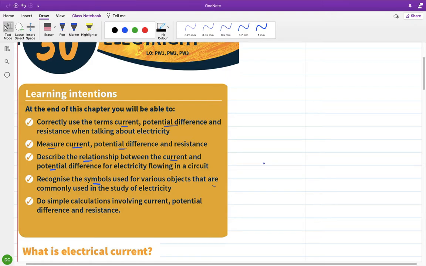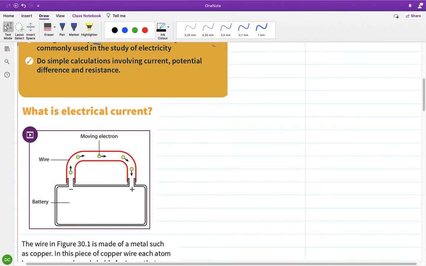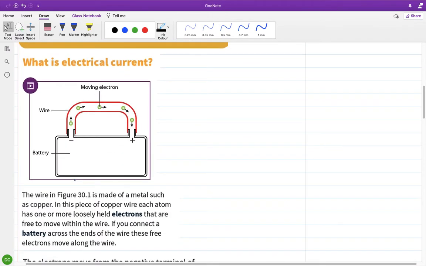units. We've done a bit of this before, but for units and things like that, and do simple calculations involving current, potential difference, and resistance. So yeah, we won't be doing that today. So we'll be doing bits of the first 4 today, bits of them, and then we'll go back and fill in the gaps. Okay. All right. So what is electric current?